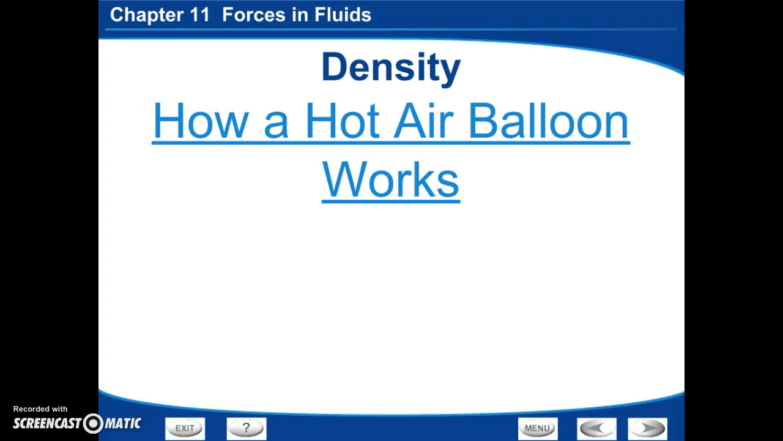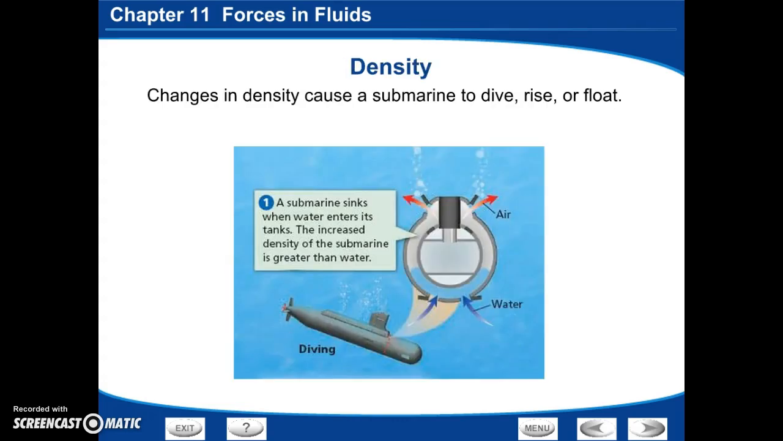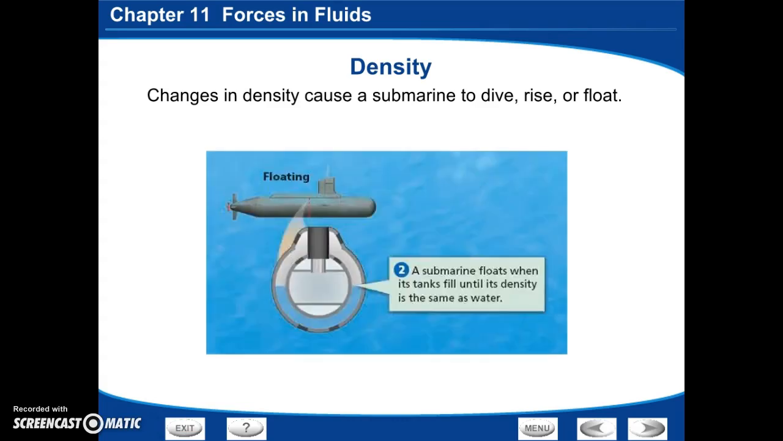We're going to talk about density and how a hot air balloon works in just a minute. You have to know that density changes, and density can cause a submarine to dive, rise, or float. This is how a submarine works. We have a tube, which is like the living quarters and all of the machinery, and inside of it, another tube. When it's going to dive, it allows water into this tube, and air comes out the top. So its density increases, and the submarine dives because its density is greater than the surrounding water.